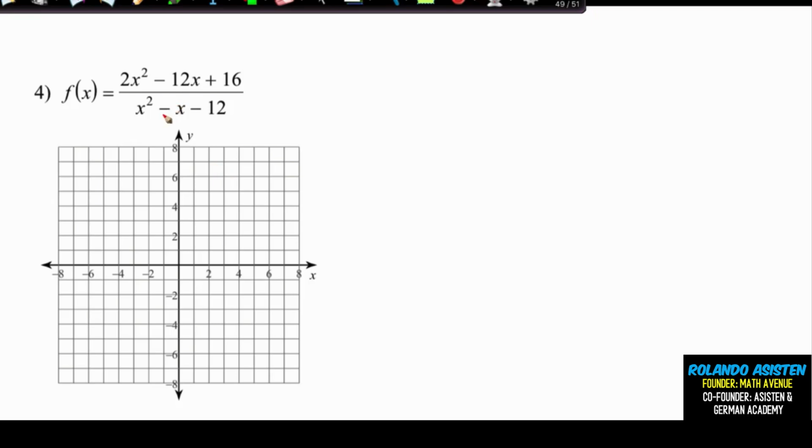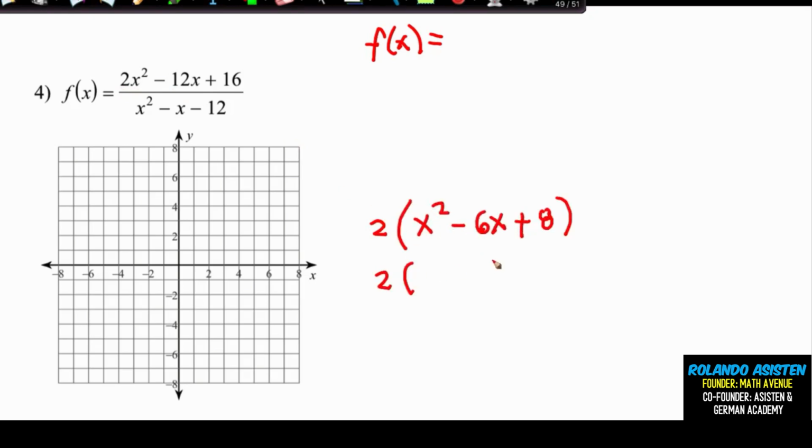So the first thing that we have to do is try to factor out the numerator and the denominator. So let's do that. f of x is equal to, what are the factors? There's a common factor here of 2, so we can write it as 2 times x squared minus 6x plus 8. And then factoring this further, we can factor as x and x. 8 could be -4 and -2. So the factors of the numerator are 2 times x minus 4 times x minus 2.